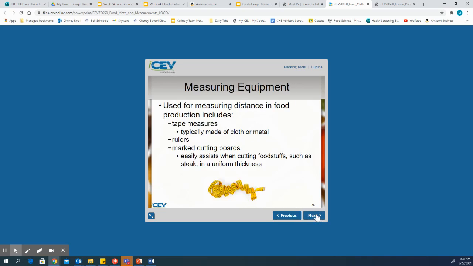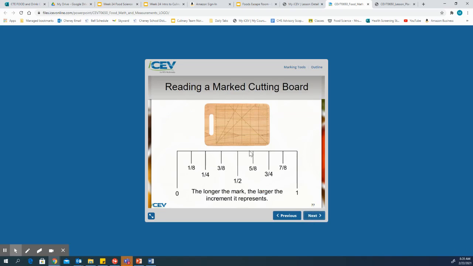Okay, let's talk about how we're going to measure. Different measuring equipment to use for measuring distance are going to be things like tape measures, rulers, and marked cutting boards. When we are first learning about knife skills in this class, we will be using a cutting board that is marked like a grid. And so you are able to get one giant ruler, and you can mark your cuts and make sure you are completely accurate.